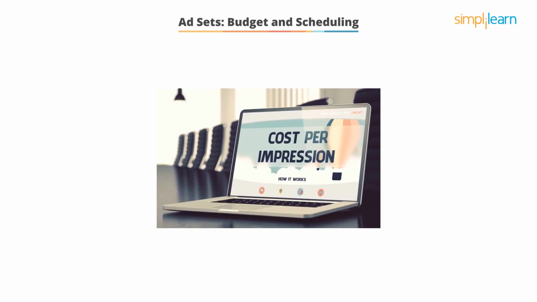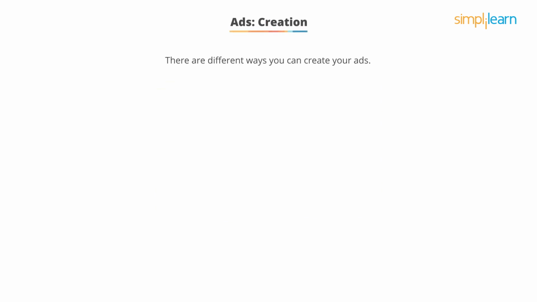With PPI you pay per impression, often per 1000 impressions. So you pay for every time the ad is presented on somebody's feed, story or video. But remember, this doesn't necessarily mean that they have seen the ad. Now let's look at the ad creation.